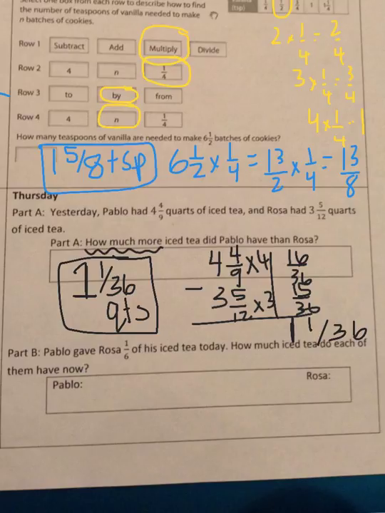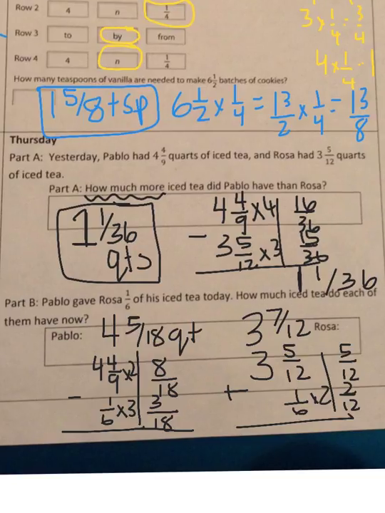Part B. Pablo gave Rosa 1/6 of his iced tea today. How much iced tea do they each have now? So we had to come up with 2 answers for this. What I did first is I saw that Pablo is giving Rosa some of his iced tea. He's giving away 1/6, so that means he's losing. That's why I subtracted with that one.